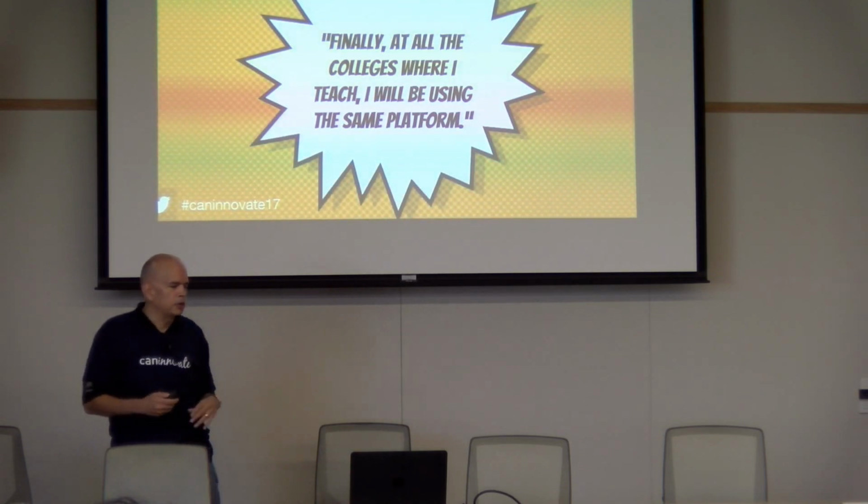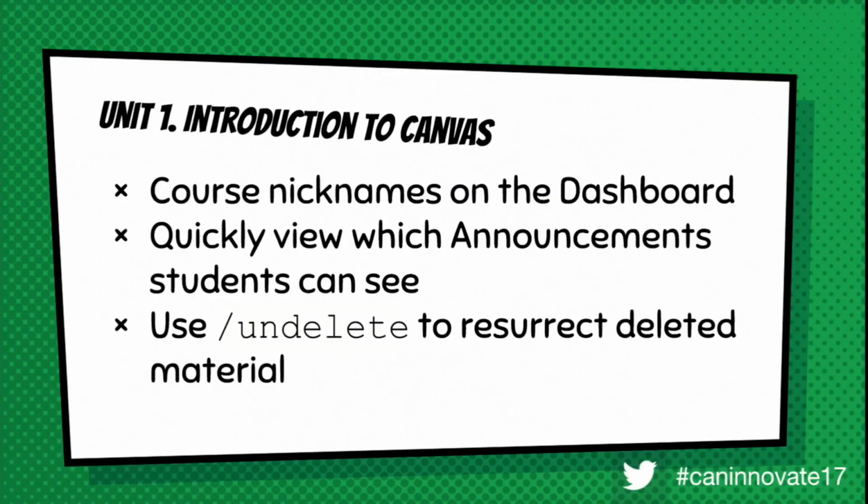So during the first unit, there are 3 tips that I'd like you to vote on, to choose which one you want me to demonstrate for you live. Course nicknames on the dashboard. Quickly view which announcements students can see. Or use the magic of undelete to resurrect deleted material from your classes. And so I'm going to go to Kahoot and give you a new code number.